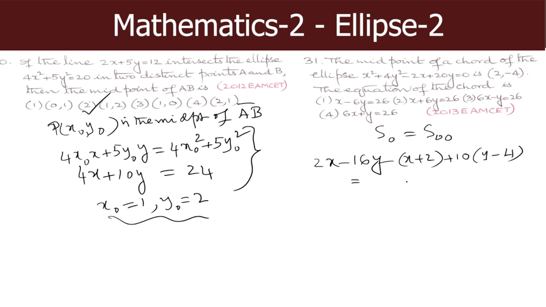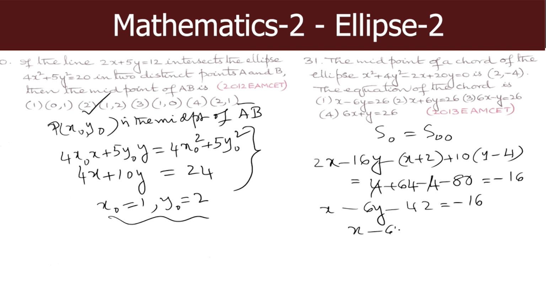S double naught is obtained by replacing x by 2 and y by minus 4 in the left hand side of the equation. Yes, so that is 4y square, 64, minus 2x, minus 4, plus 20y, minus 80. So, 4 and 4 get cancelled, this is equal to minus 16. And therefore, if you simplify, 2x minus 6 is x, minus 16y plus 10y is minus 6y, minus 2 minus 40 is minus 42, equal to minus 16, or x minus 6y equal to plus 26. So, this is the equation of the chord required, that is option 1.